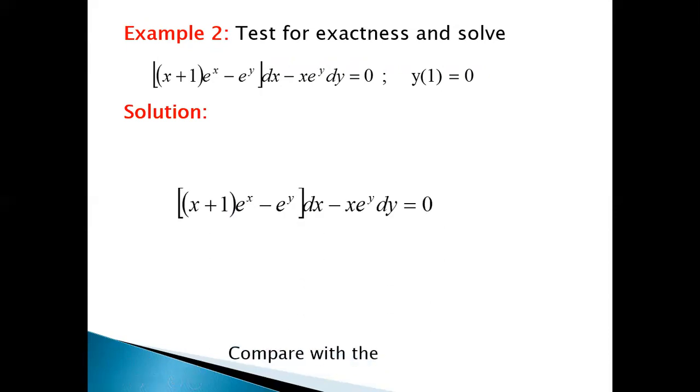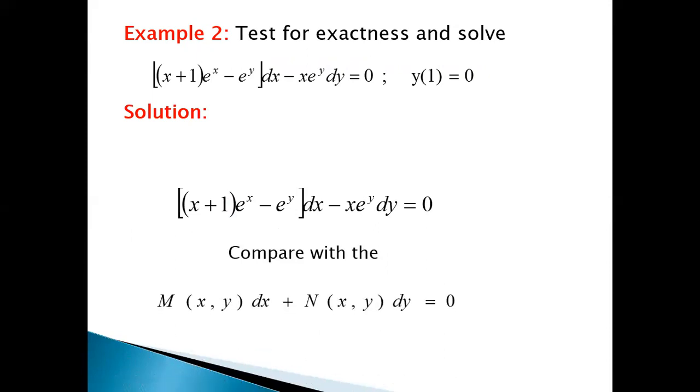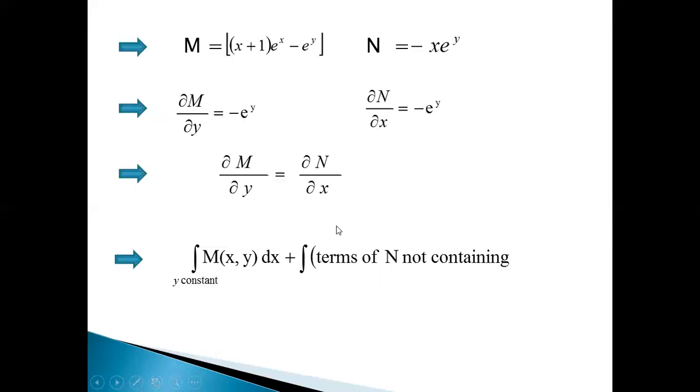What do we have to do first? We have to compare with m dx plus n dy is equal to 0. What is our m? Our m is the multiple of dx. As we saw in the earlier example, the multiple of dx is what? The bracket x plus 1 e raised to x minus e raised to y. And what is our n? That is the multiple of dy, and the multiple of dy is minus x e raised to y. So this is our m, this is our n.